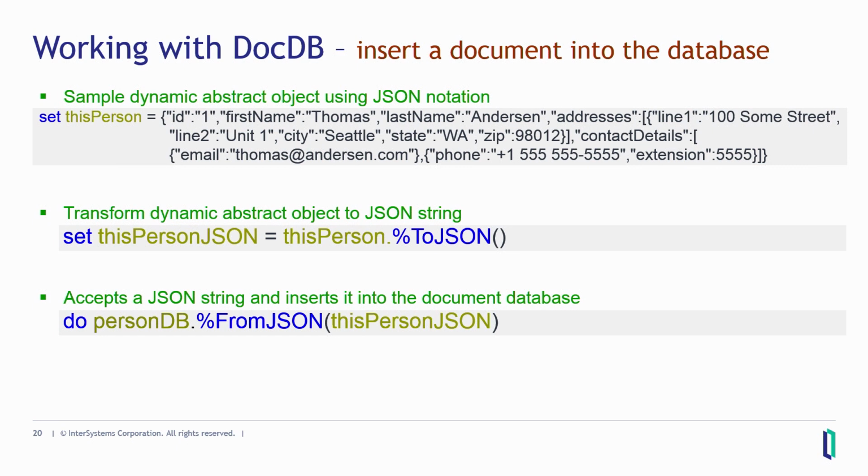So we created the database. We put in 2 properties of interest, okay? And now, here's our JSON structure. So that's the demographic information. We've got first name, Thomas Anderson, out there. We've got his address, a couple of points of contact information. I'm doing this at the command prompt, so I just set that into the variable. That automatically creates a dynamic abstract object. If we want to work with some of these APIs, we have to make sure we turn it into a JSON string, so we can use the %toJSON method. It turns it into that string, and then the fromJSON method will automatically insert that document into our document store.